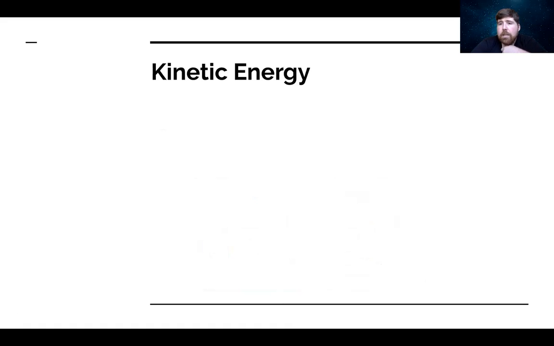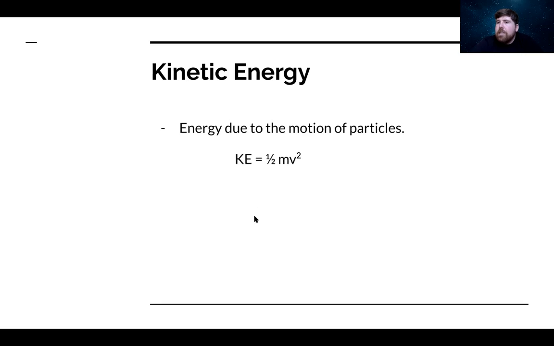So with that being said, we want to make sure we can define kinetic energy. Kinetic energy is the energy due to the motion of particles. Now, if you're in a physics class, you've probably seen this formula here. Kinetic energy is defined as 1/2 the mass times the velocity squared. And you can definitely determine the kinetic energy of a single particle if you know how fast that particle is moving and how heavy that particle is.